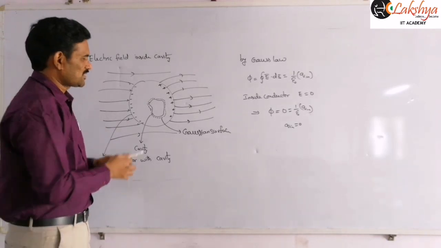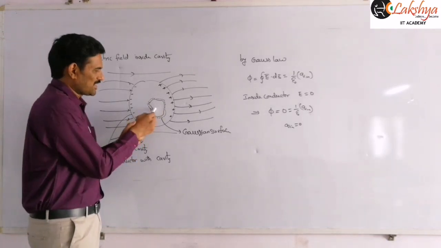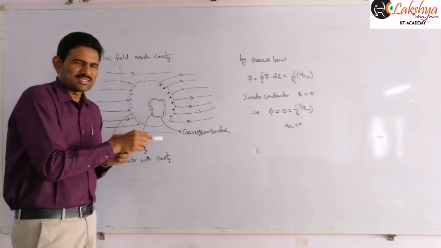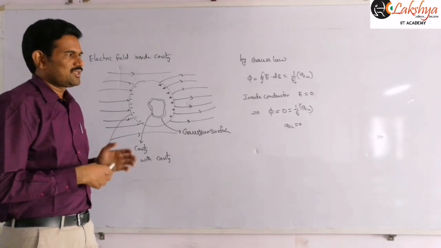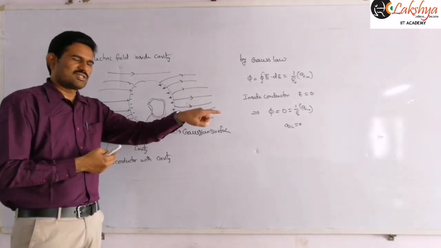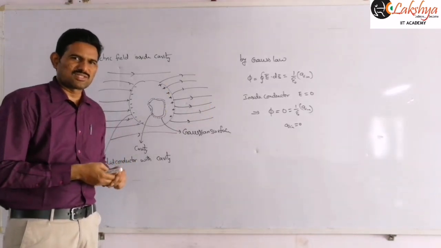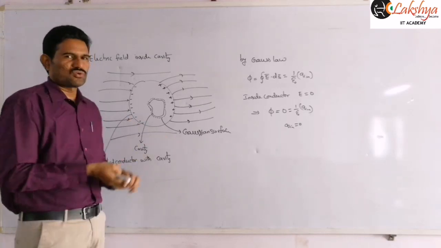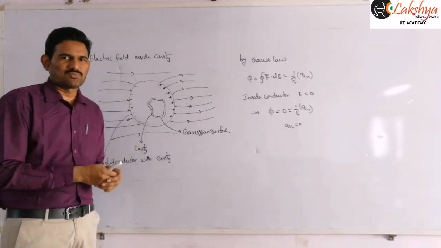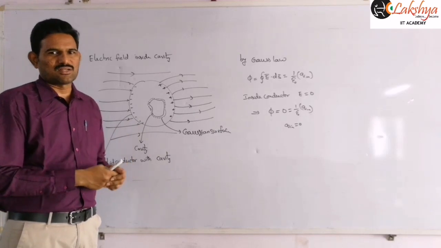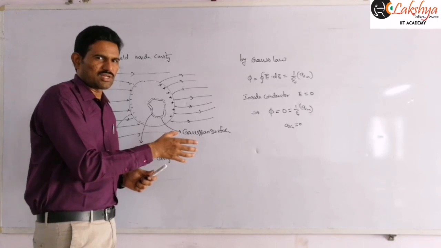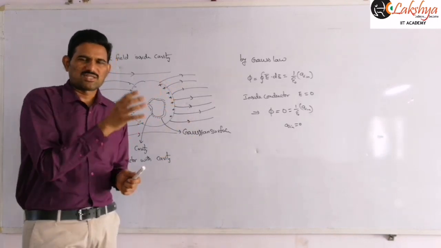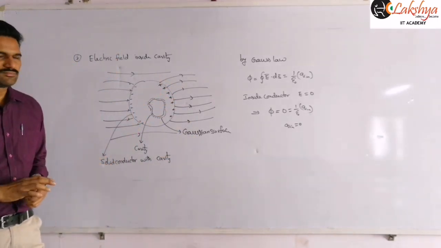Now you may consider the Gaussian surface inside the cavity. Then the charge enclosed by the Gaussian surface is 0, and the electric field should also be 0, because the flux should be 0. So the electric field inside the cavity will be 0, we can conclude here. So this is one conclusion we are getting: no charge is present inside the cavity. Got it what I am saying?